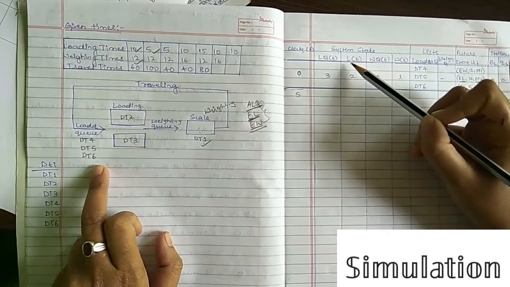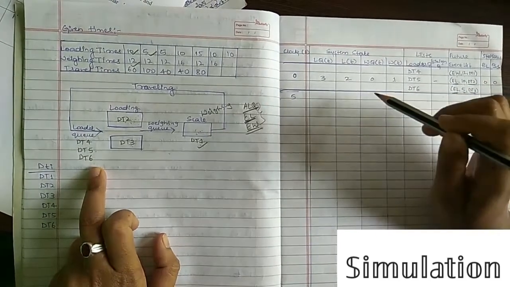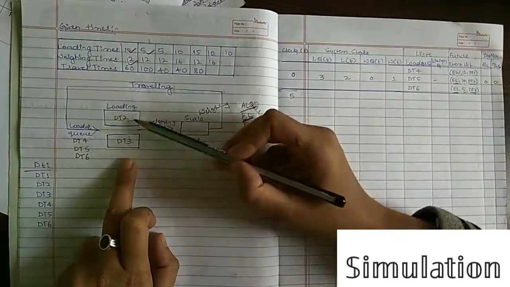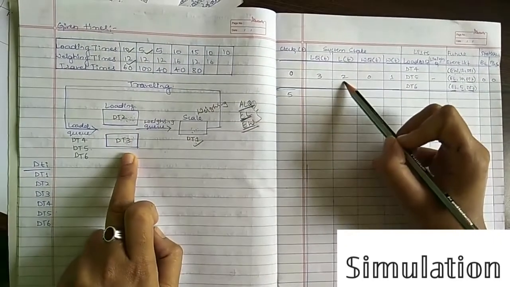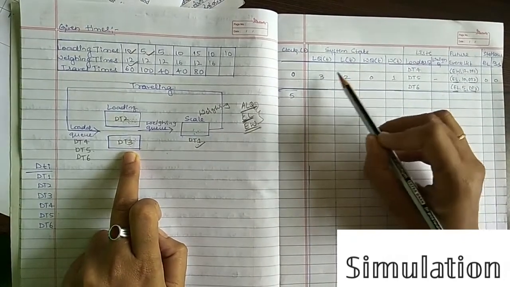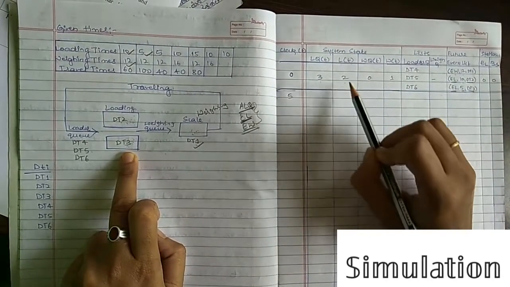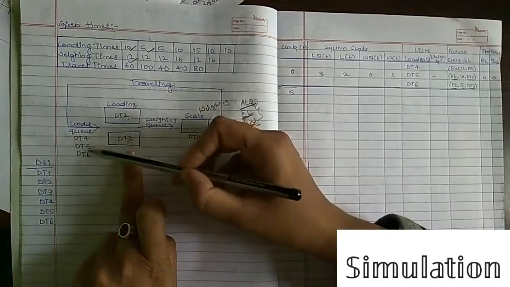L of T means how many trucks are being loaded at the current time. At the 0th time, how many trucks are present here? 2 trucks are being loaded. Please make a difference between being loaded and present in the queue. Being loaded means inside the machine. Loading queue means in the queue.